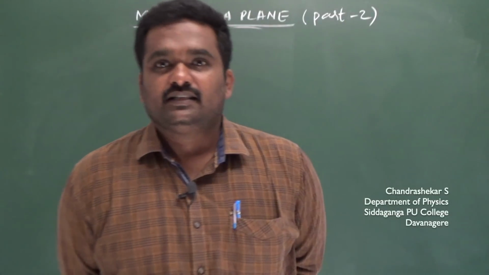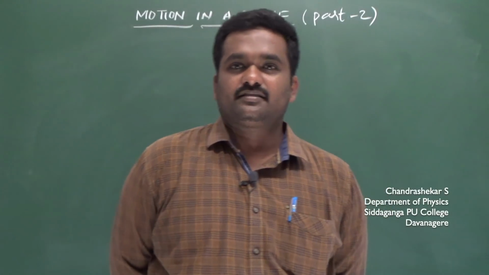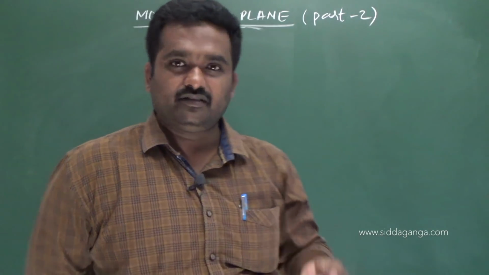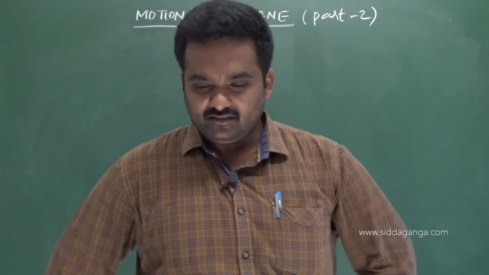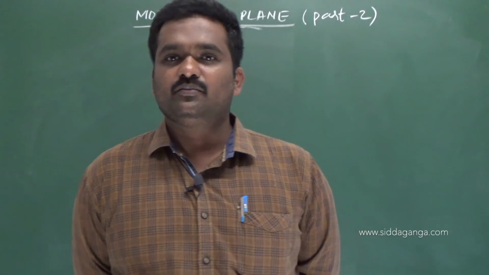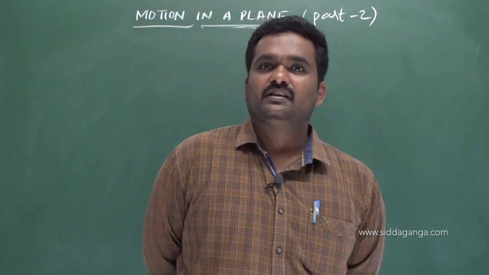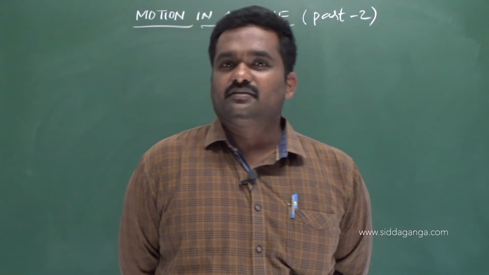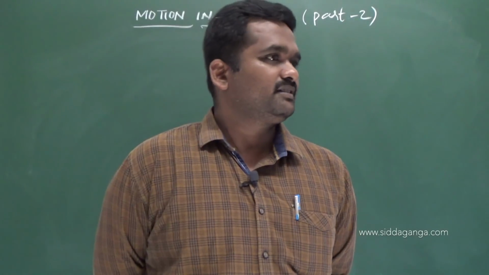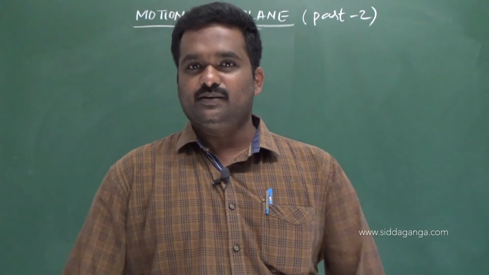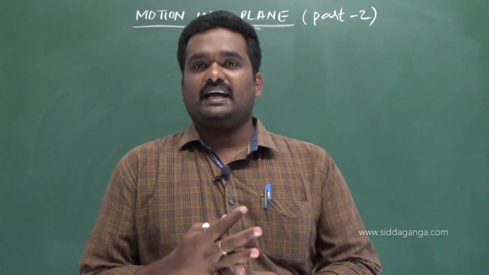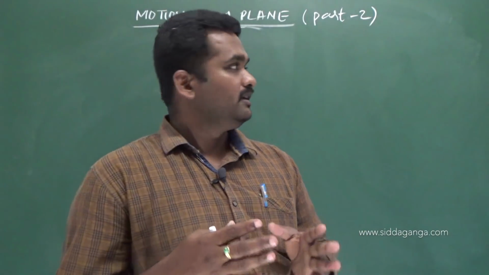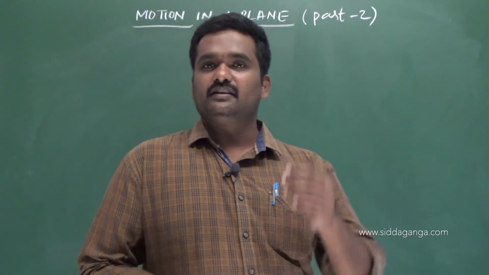Okay children, in the previous session we started with motion in a plane, and we finished the first part. In that I explained what exactly motion of a particle in a plane is, and some basic parameters once again: the position vector, displacement vector, velocity vector, and acceleration, and how to write them for a particle moving in a plane. We have studied how we need to write all of those.